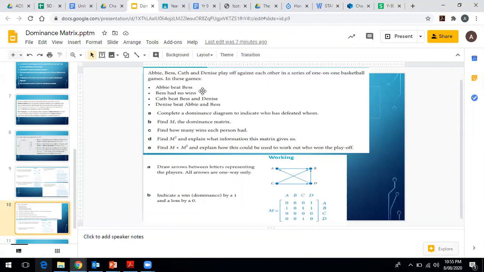Abby beats Bess, so A beats B. So from A to B, you put one arrow towards B because A is dominating B. Then the next one, Bess had no wins, so there will be no arrow going from B to anywhere. Then Kat beat Bess and Denise, so from C, there will be one arrow to B and D because she has beaten both. And then Denise beat Abby and Bess, so from D, it would be A and B. So you can see the direction of arrows. It's given here, you're just drawing it, it's pretty easy.